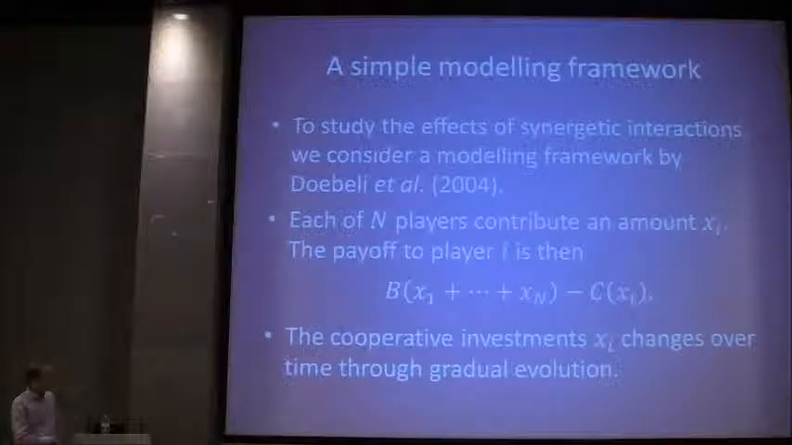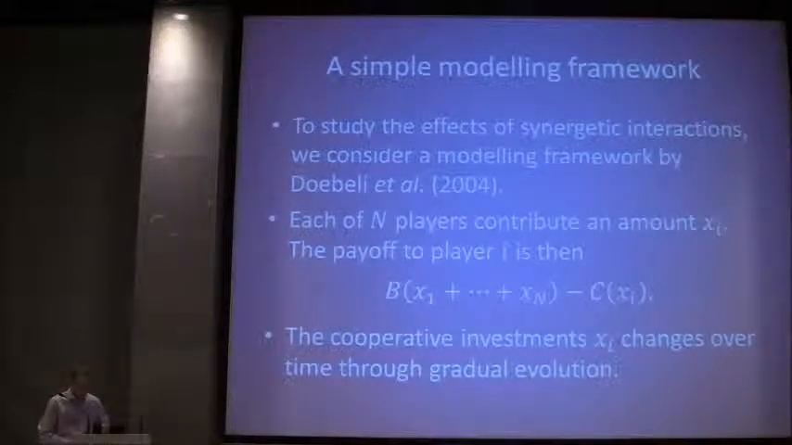I could mention here also that normally you divide here by n, if you distribute the benefit. That's another way of doing it. It doesn't matter if you have a fixed group size, because it just scales the benefit function, but it could matter if you have a variable group size. So that's what it is.